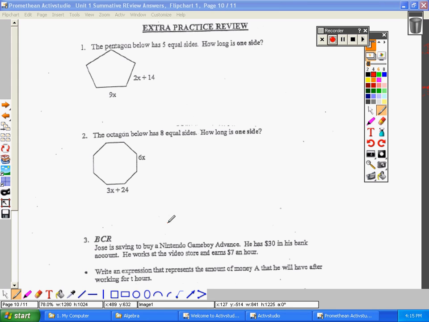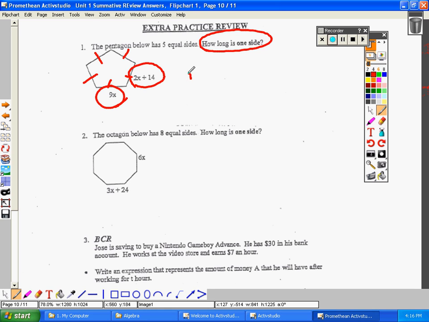Alright, let's go to the last page. The pentagon below has 5 equal sides. So right away it tells you every one of these sides is equal. How long is one side? Well, we have to make an equation. If these two are equal, we can just set them as equal. 9x is equal to 2x plus 14.